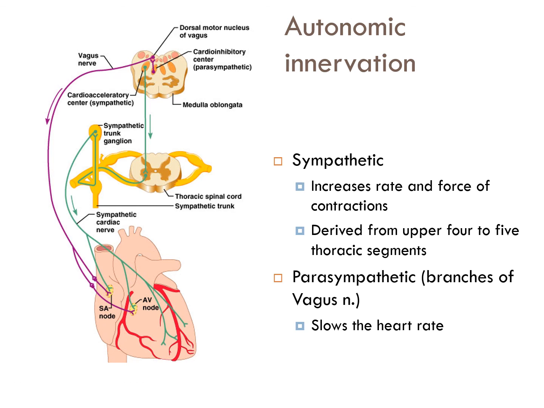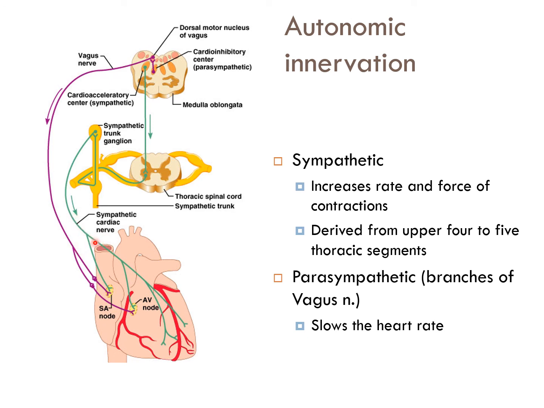Now autonomic innervation. Sympathetic increases the rate and force of contraction. So near the spinal cord here there is a sympathetic chain. It innervates the sympathetic and parasympathetic innervation.